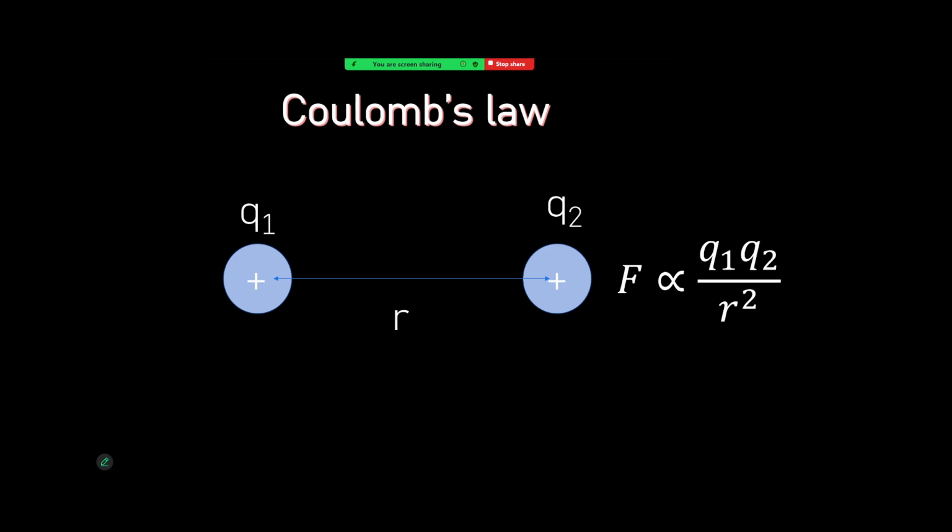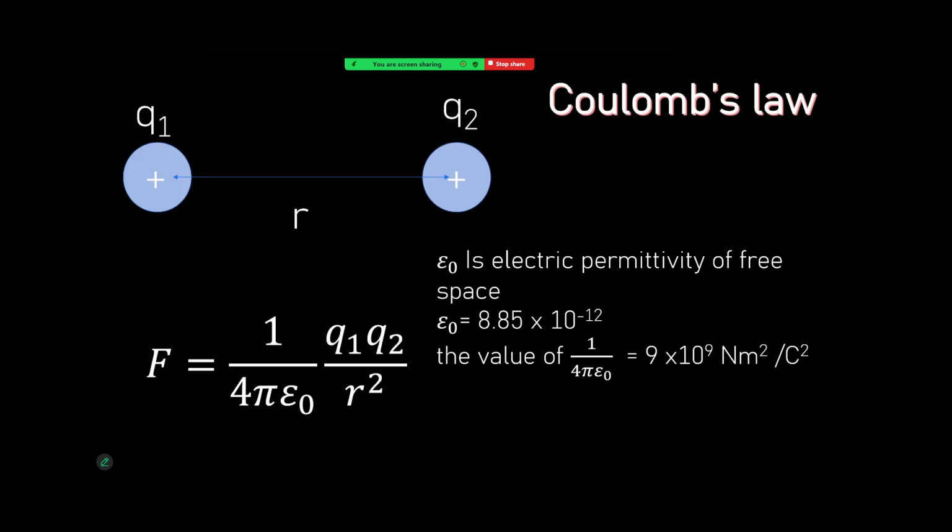Now if you want to remove the proportionality, we'll have to add some constant over there, and that constant has a big reference to the material or the space in which you are bringing these two charges. So let's start by saying that we are doing this whole thing in air. Then the constant of proportionality is equal to 1 upon 4 pi epsilon naught.